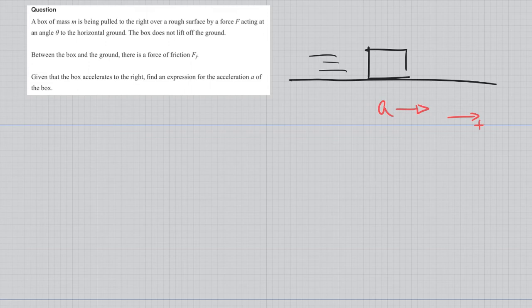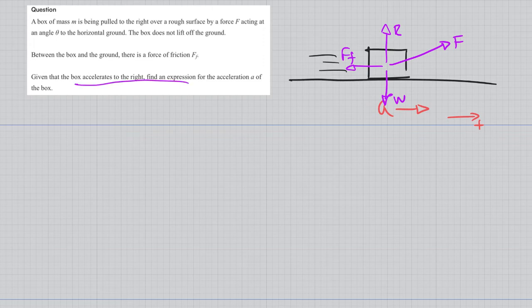So what are the forces then acting on the box? We have some pull force, which they call F. We have a frictional force acting backwards. We're going to have the force of gravity, or the weight of the object. And then we're also going to have some resistive force here. And what we're trying to solve for is the acceleration to the right.